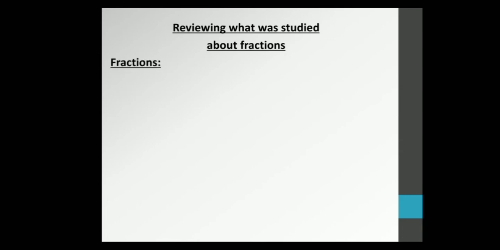Today we're talking about the first lesson, reviewing what was studied about fractions. First, what's the meaning of fractions? Fractions consist of two parts, numerator over denominator. Numerator means the number of the parts which we have, but denominator is the total number of the whole parts.